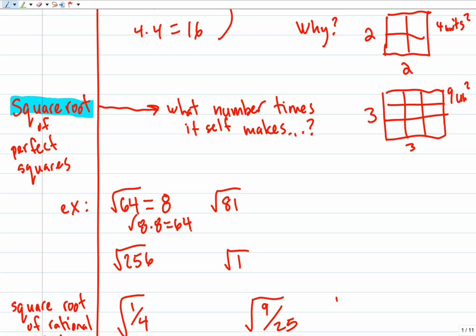The square root of 81, what number times itself makes 81? How would I check that? Well, 9 times 9 should equal 81.